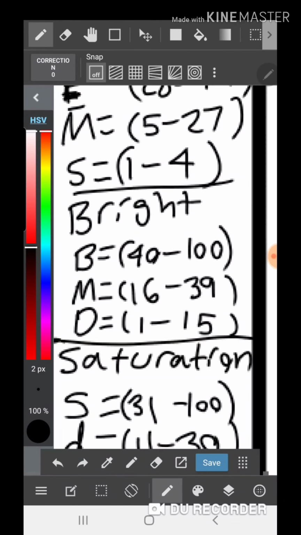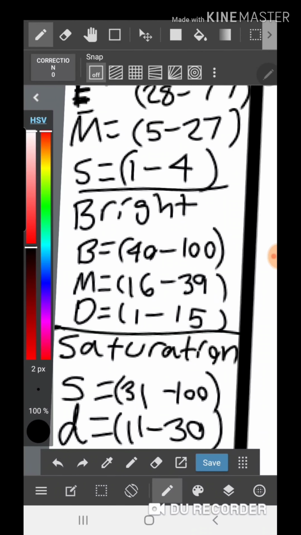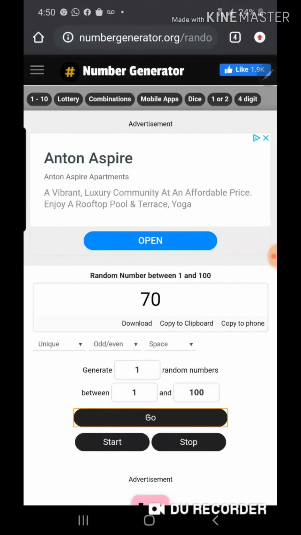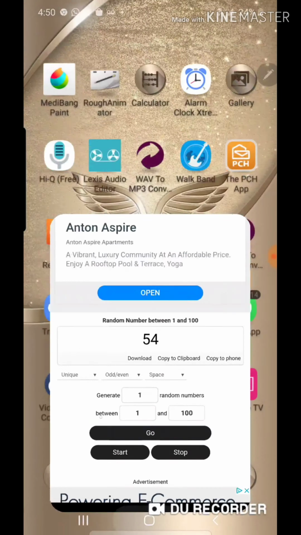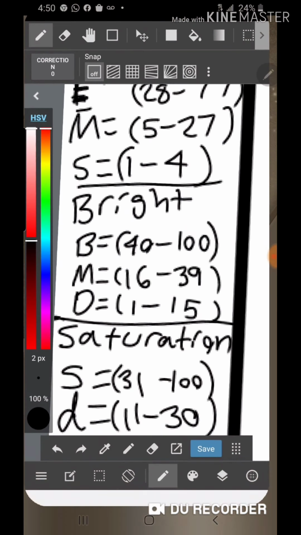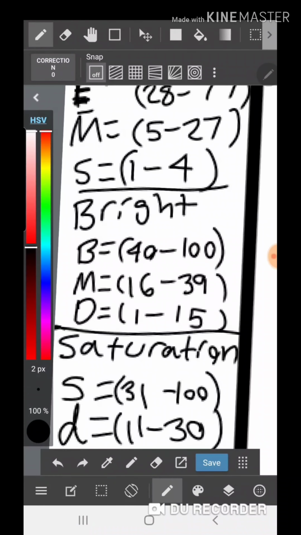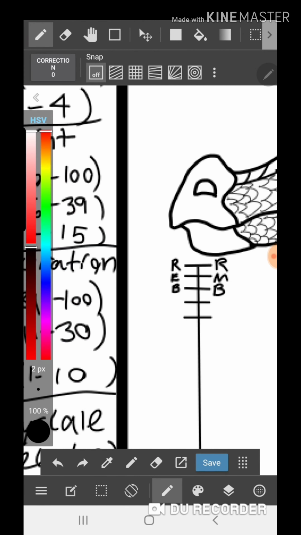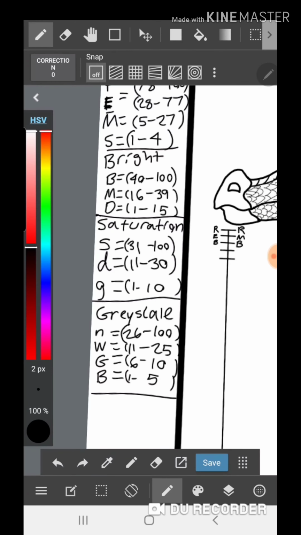And so we'll see how this red will be affected. Let's go to our handy little calculator. 62 and 54. So both of those are within the bright range. So this will be a bright red. Now see how this goes? It's pretty easy so far.